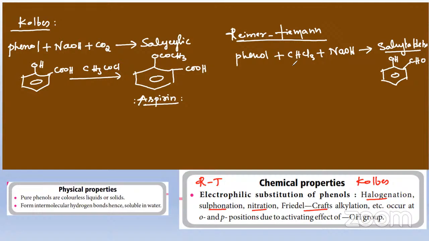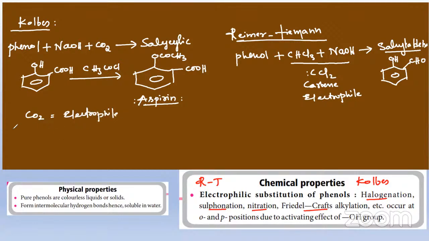And very, very important is that here the intermediate is carbene. We get CCl2, we call it a carbene. Carbene is the intermediate. In fact, the carbene itself is the electrophile. And that's why it is called an electrophilic substitution reaction. Here in Kolbe's reaction, CO2 is the electrophile. In chlorination, Cl plus is the electrophile.